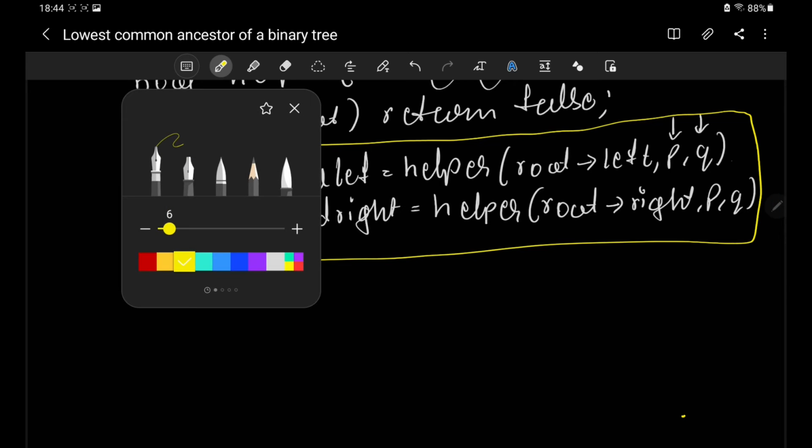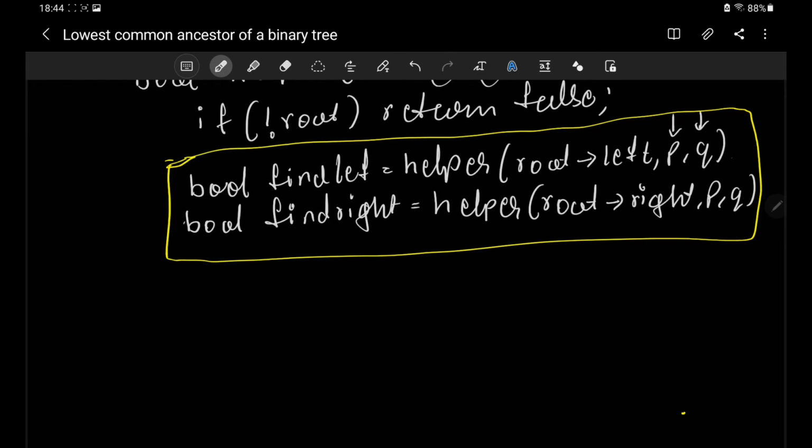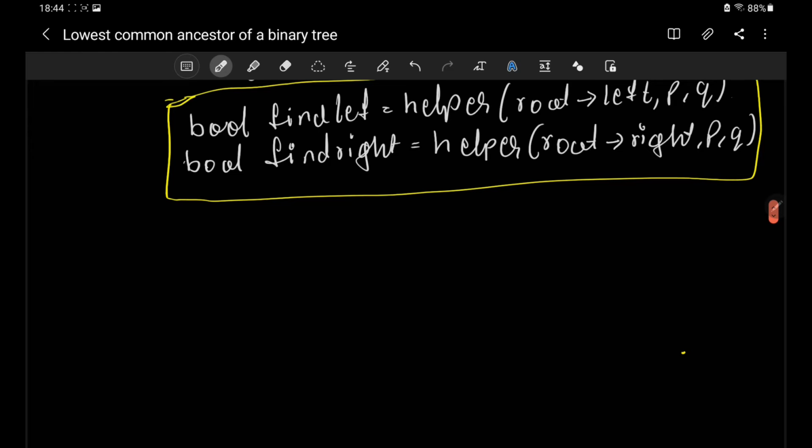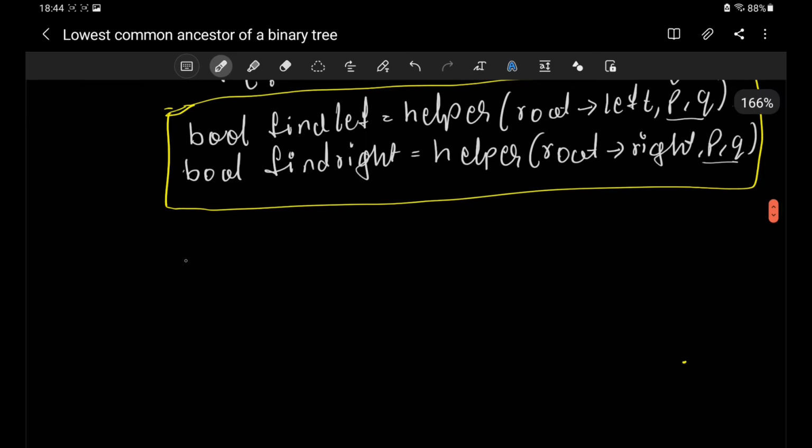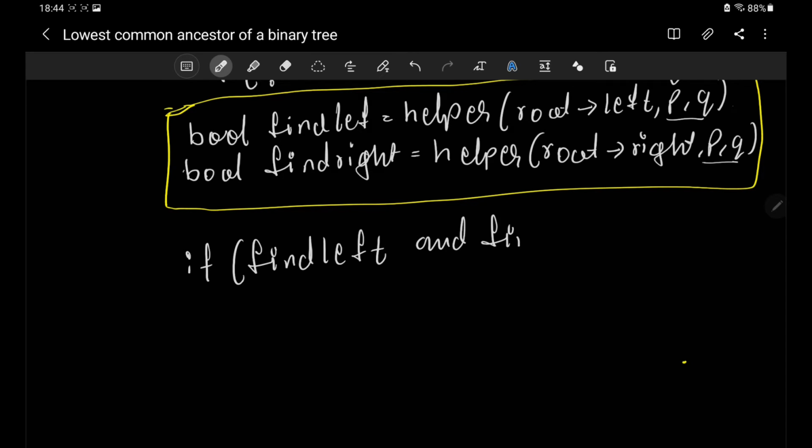So now using those 2 answers, what decision can I take? I told you before, we just have one unique node from which I can reach both nodes P and Q from its left subtree and right subtree. So that will be my answer, right? If both find left and find right return true, then I know that my LCA will be equal to the root node.